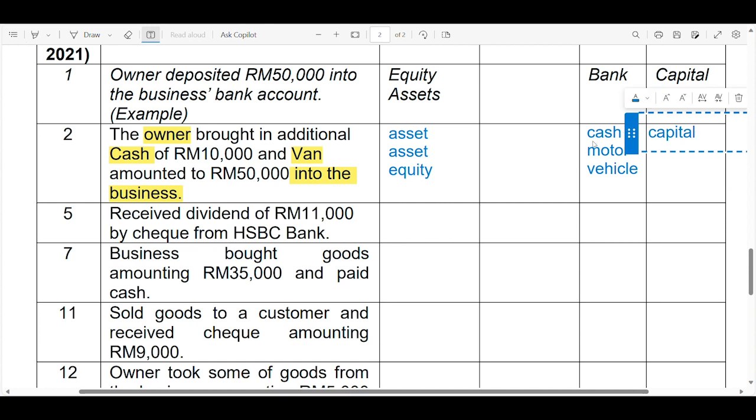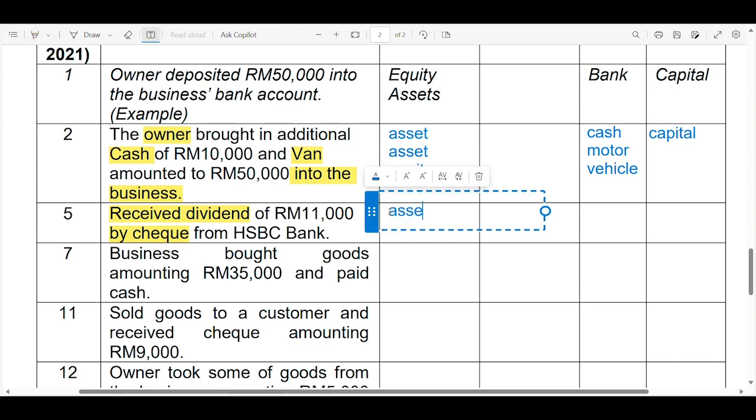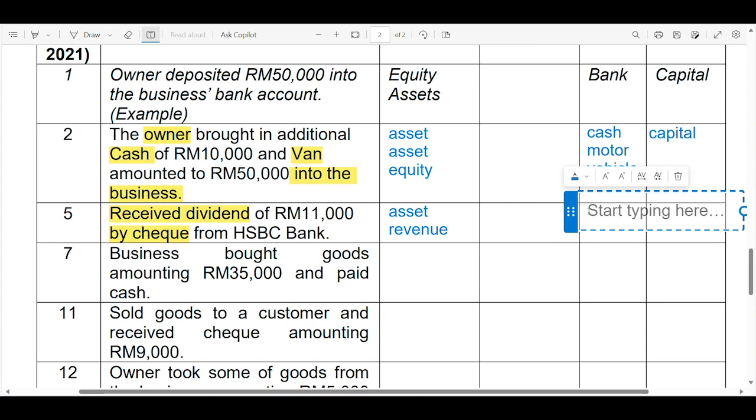Capital account. Right, number 5, receive dividend. Receive dividend of 11,000 by check from HSBC Bank. Whenever you receive money, that will result in an increase in asset. What is the reason for the increase in asset? Due to the dividend received, which is the revenue. So increase in asset, you debit asset account. So what asset account is affected here?